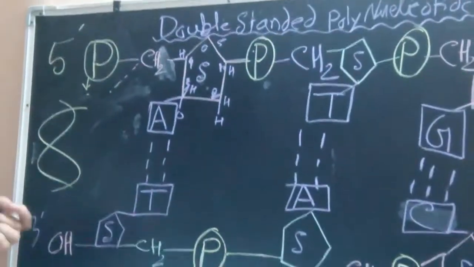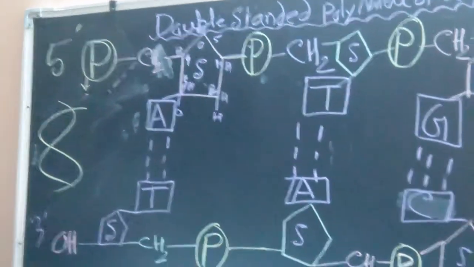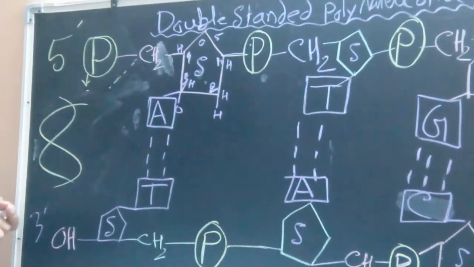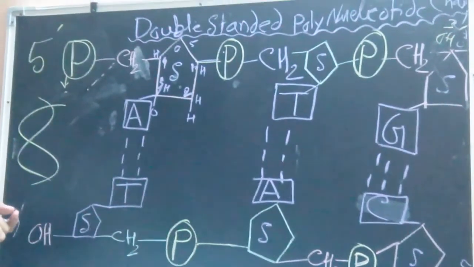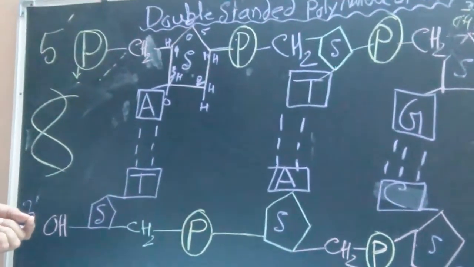There is some system we will discuss later on. So this is simply the polynucleotide chain. You write it several times, practice it, otherwise it will not be recalled by your brain. Thank you.